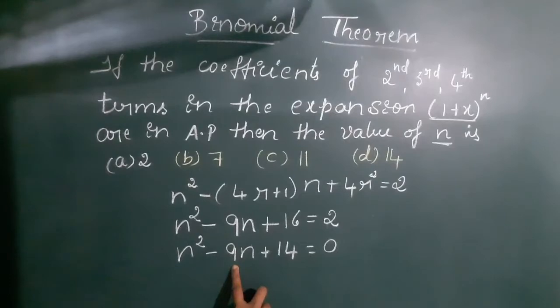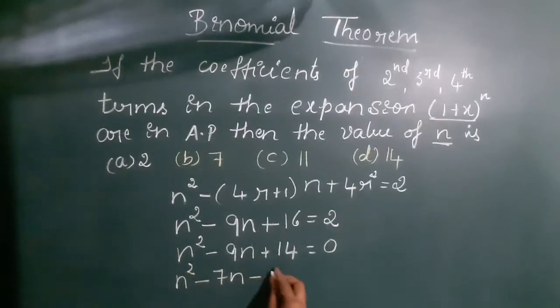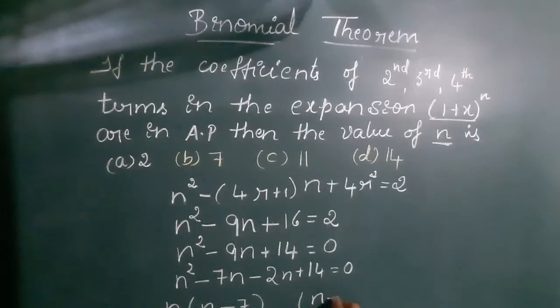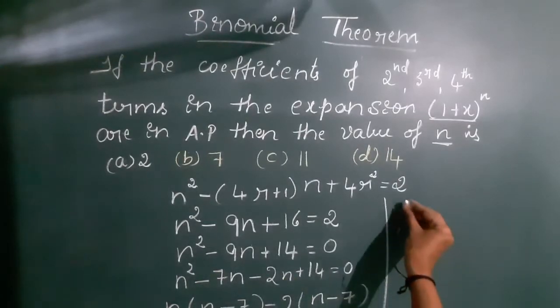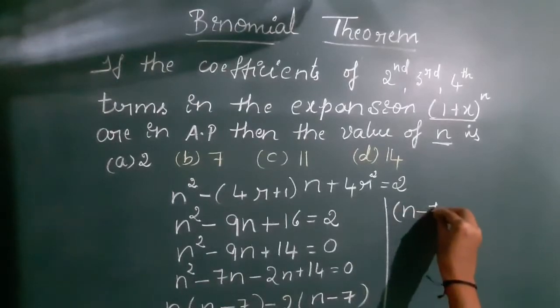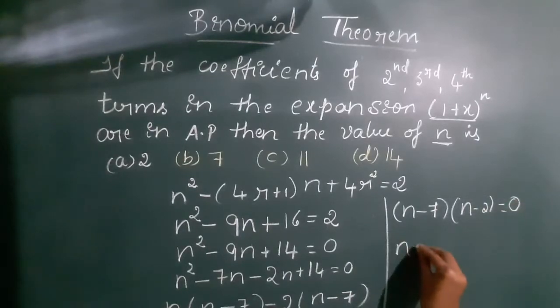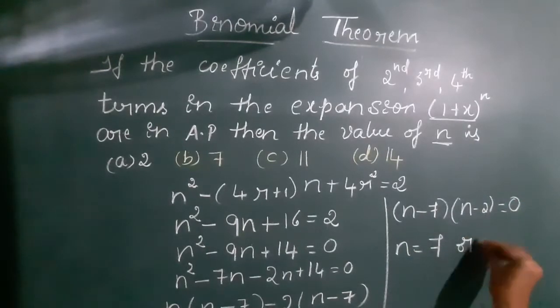So sum should be 9 and product should be 14. Obviously 7 and 2, right? So n square minus 7n minus 2n plus 14 is equal to 0. We can take n common, n minus 7. So we have to take minus 2, so minus 2n plus 14, right? This you can write as n minus 7 into n minus 2 is equal to 0. That means the value of n is equal to 7 or 2.